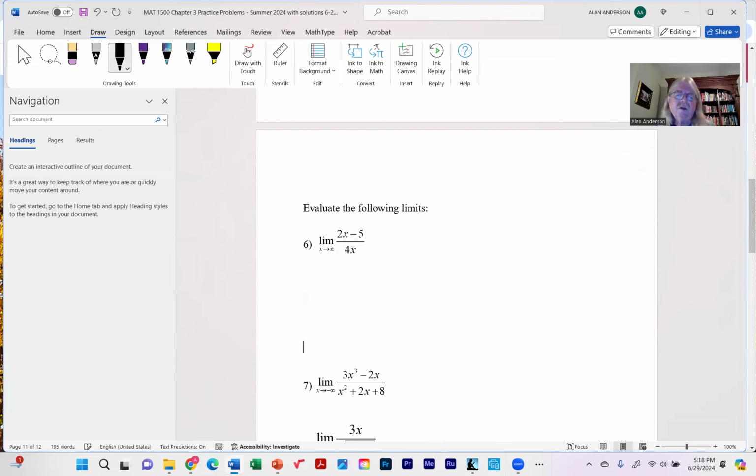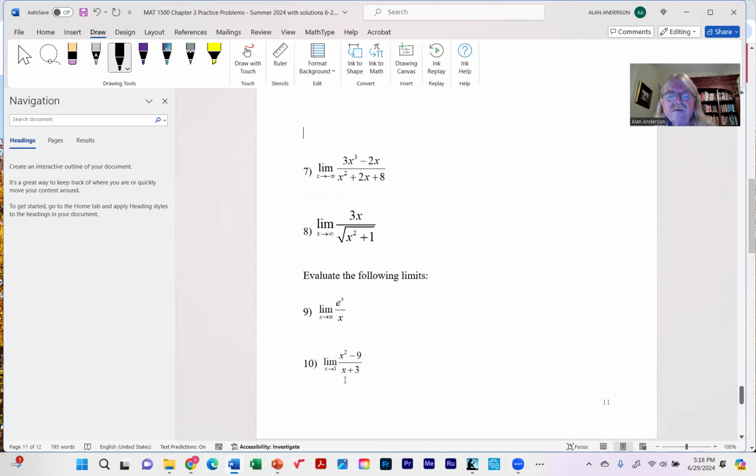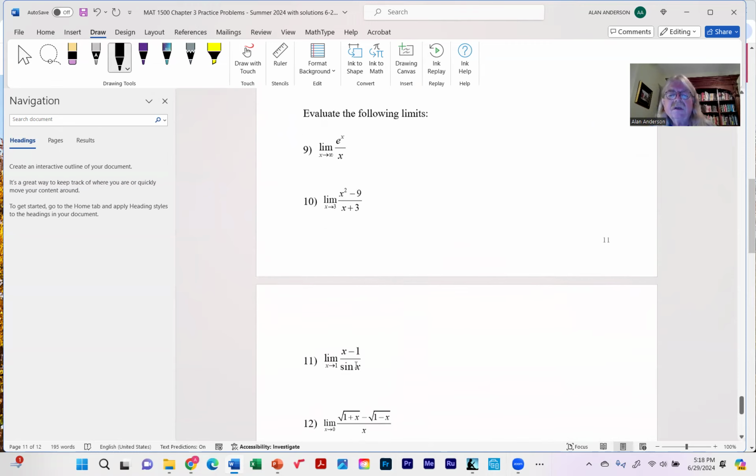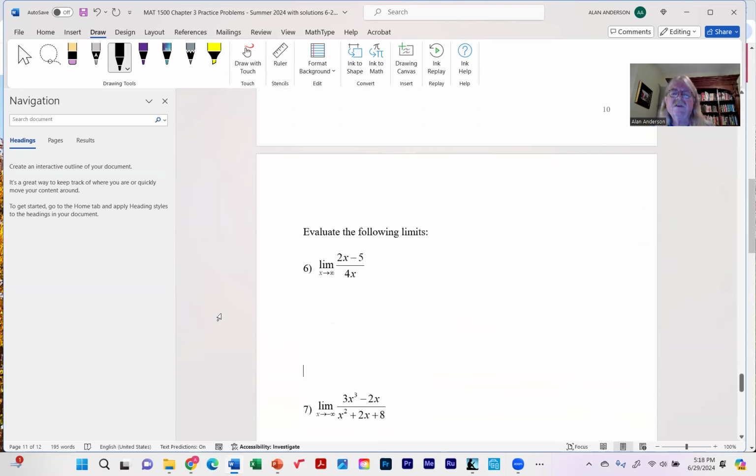Now, first of all, you notice that in each of these cases, some of these are asking us to evaluate the limit as x goes to infinity. So you can see, if I plug in infinity here, oh no. So that means that we can go ahead and use L'Hopital's rule.